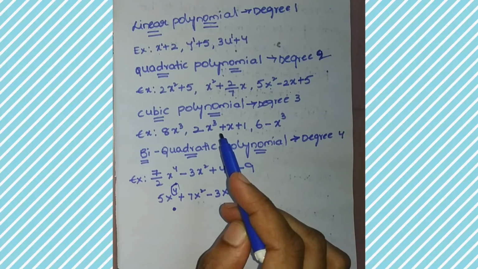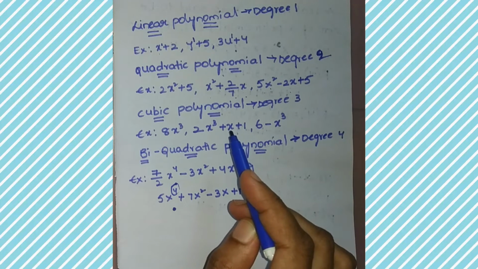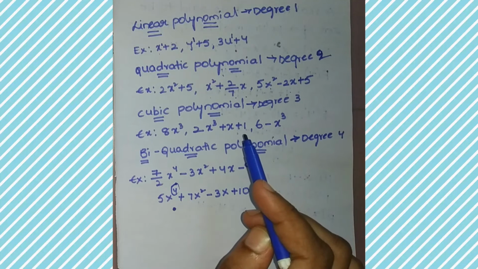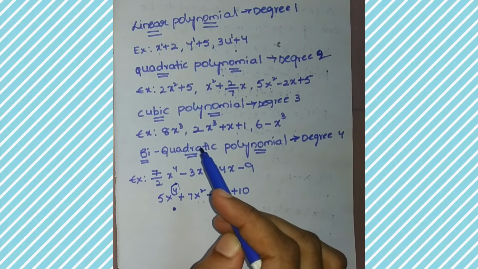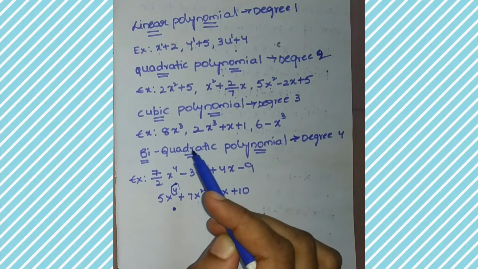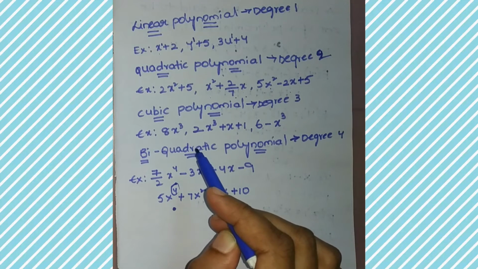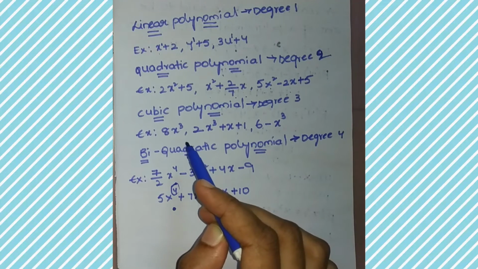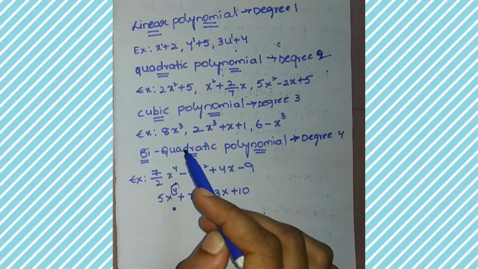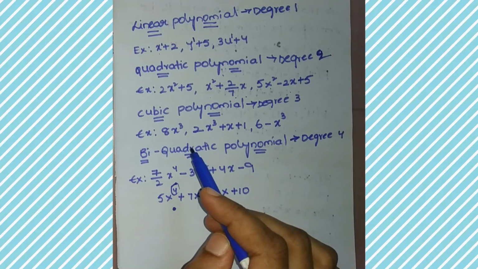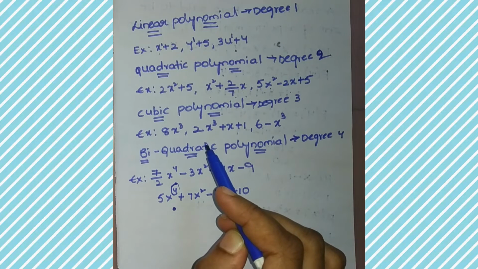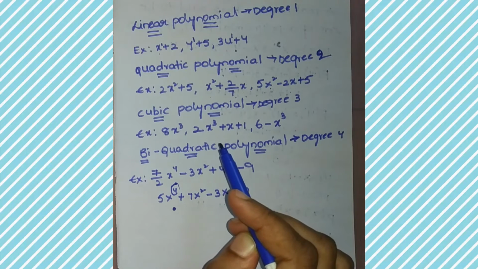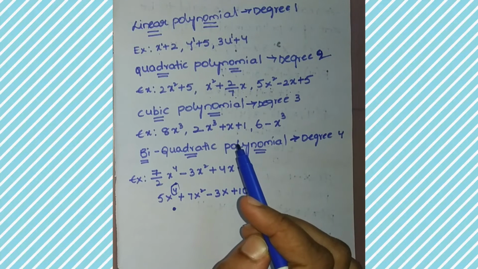A polynomial is said to be a cubic polynomial if it has degree equal to 3. For example, 8x³. x³ has power 3 and the degree is equal to 3. So 8x³ is nothing but a cubic polynomial. Another example, 2x³ + x + 1.